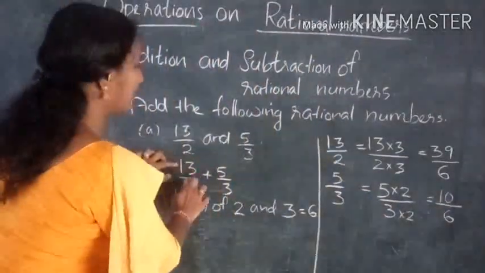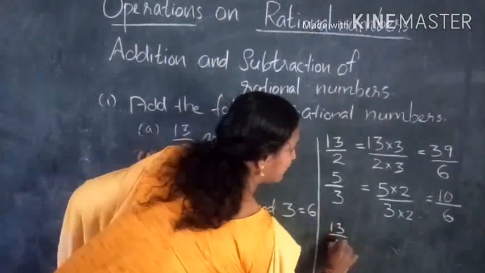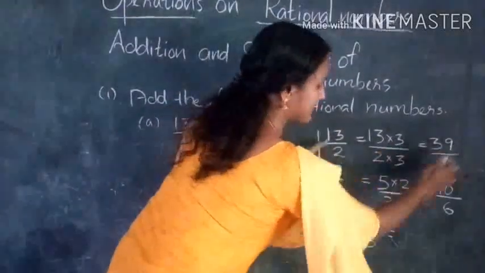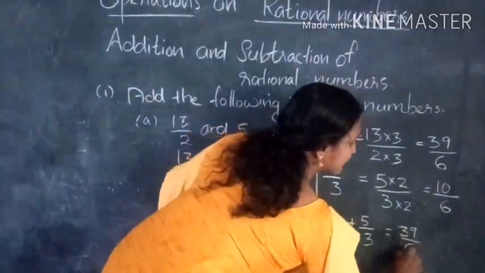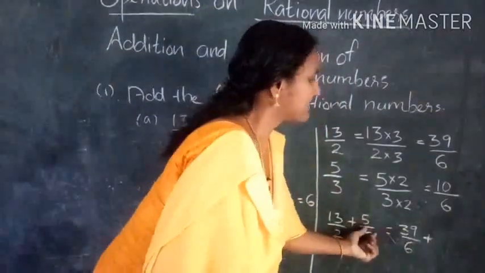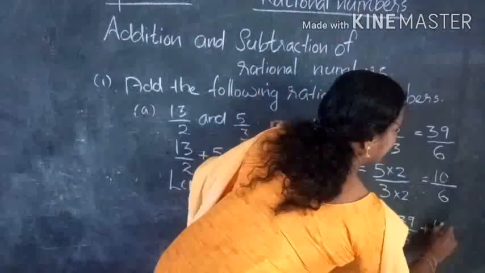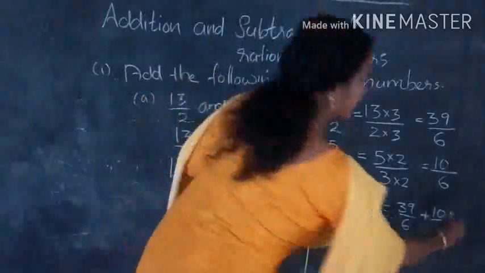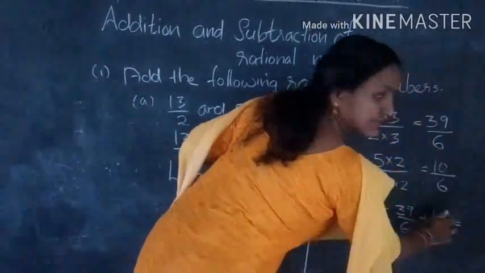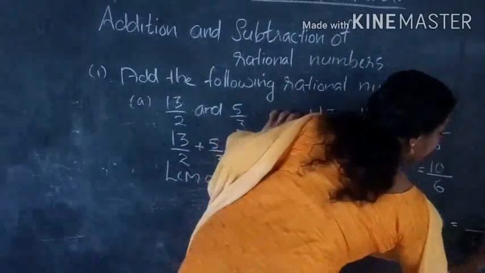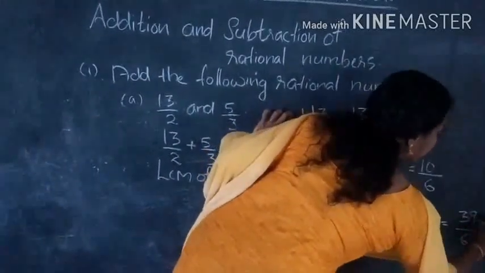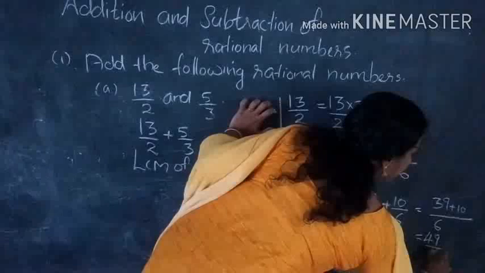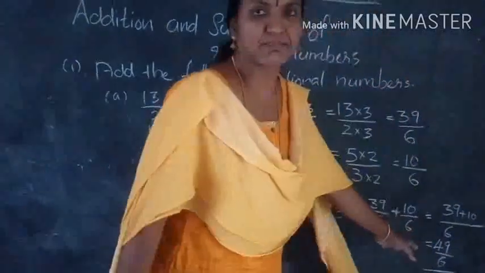So 13 by 2 plus 5 by 3 is equal to 13 by 2, which is the same as 39 by 6, plus 5 by 3, which is the same as 10 by 6. Here the denominators are the same, so we add the numerators. So it is equal to 39 plus 10 divided by 6. 39 plus 10 is 49, so 49 divided by 6. The answer is 49 divided by 6.